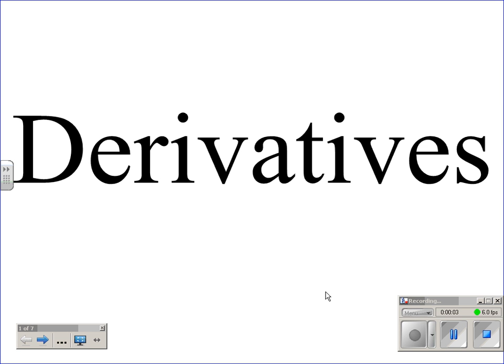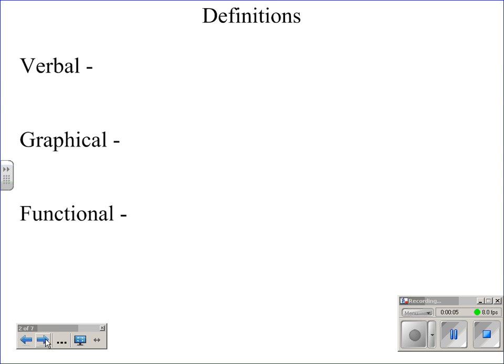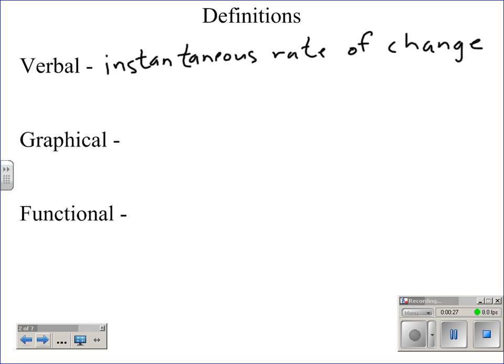Derivatives. The definition of a derivative comes in different forms. Verbally, a derivative is an instantaneous rate of change at a specific point of a function. On a graph, the derivative at a point is the slope of a line tangent to the graph at that point.